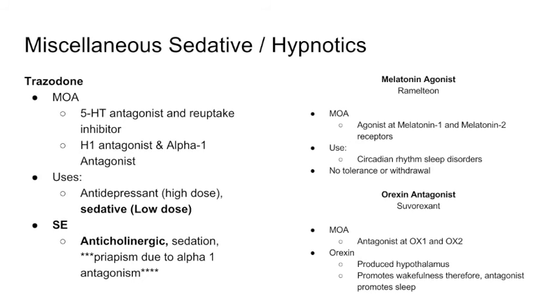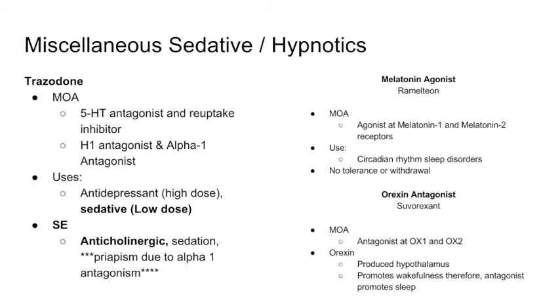You can see, especially in the H1 antagonism, our histamine blocker, why it may have a little bit of sedative effect. It's very anticholinergic, and in some cases we're using it for sedation, but it can cause sedation as well. And then one of the big high yields is it can cause priapism due to alpha 1 antagonism.